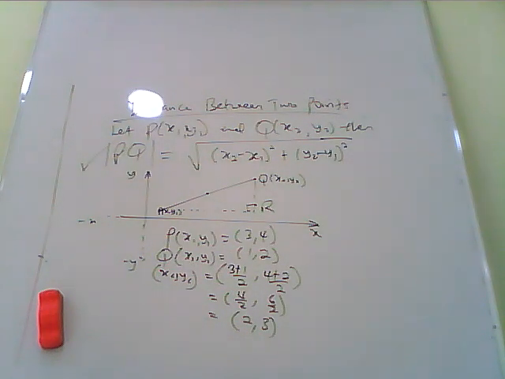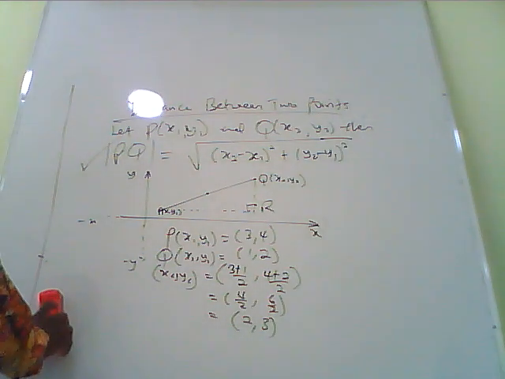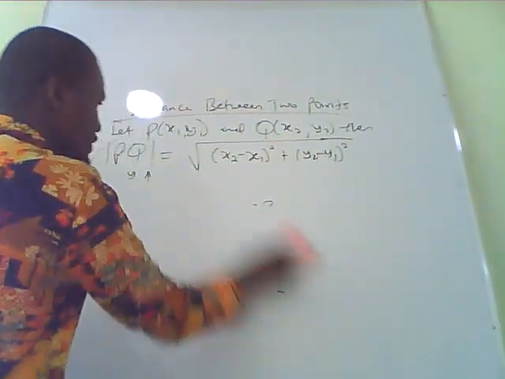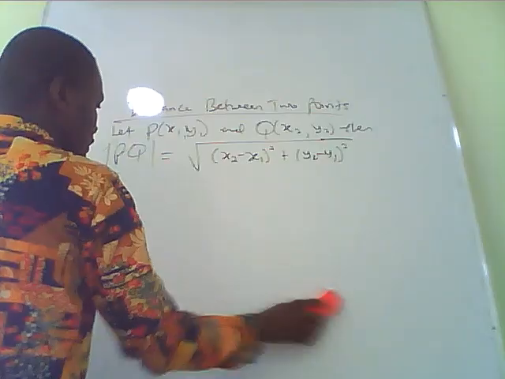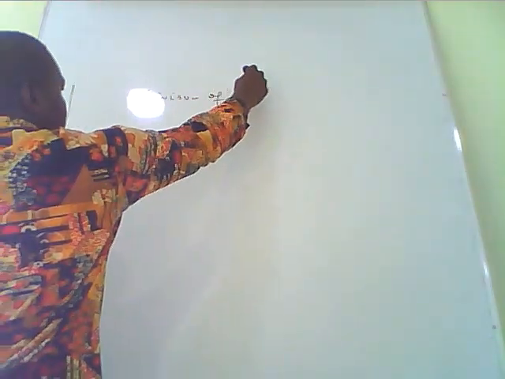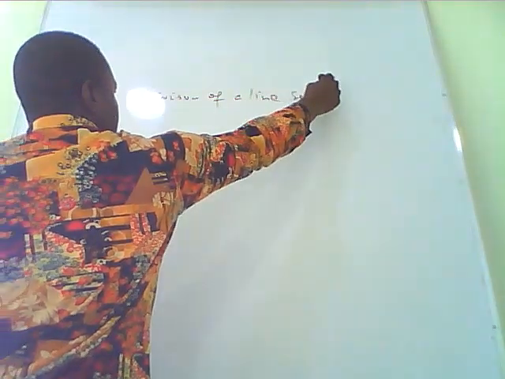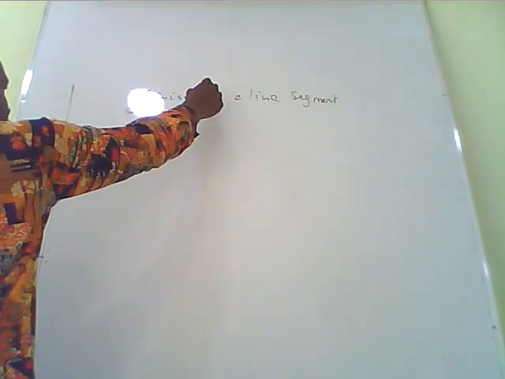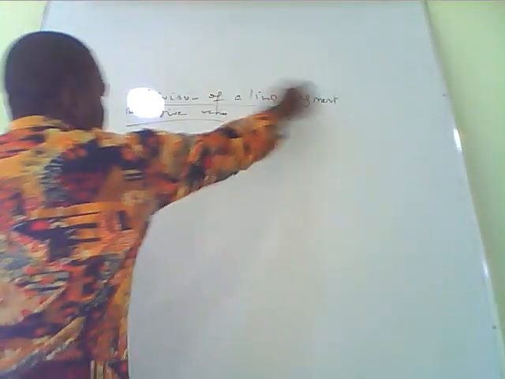The next topic we're going to look at is the division of a line in a given ratio. Division of a line segment in a given ratio. Not actually the midpoint now, but in a given ratio.